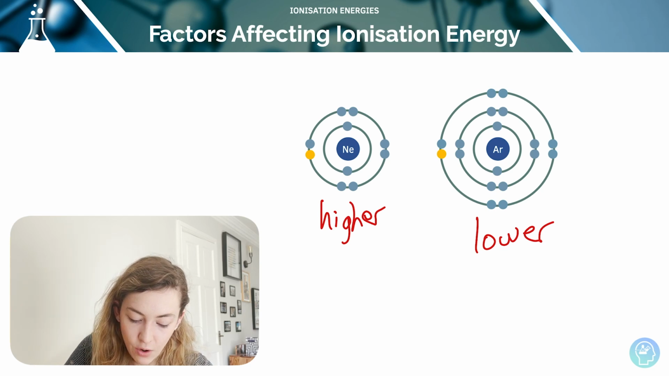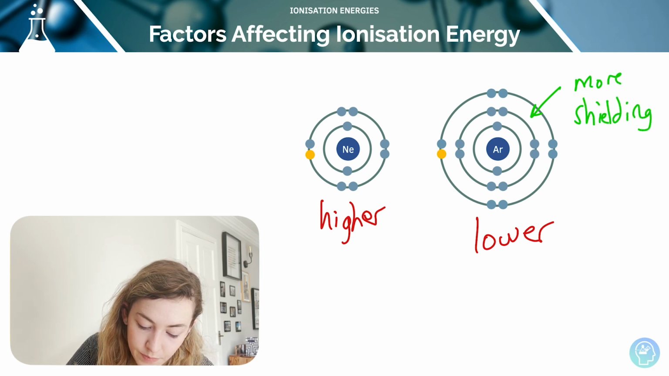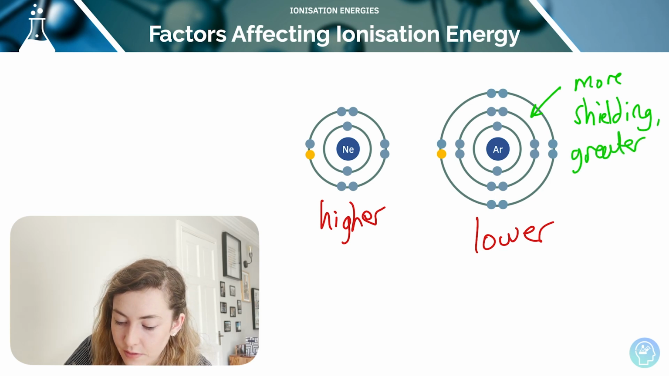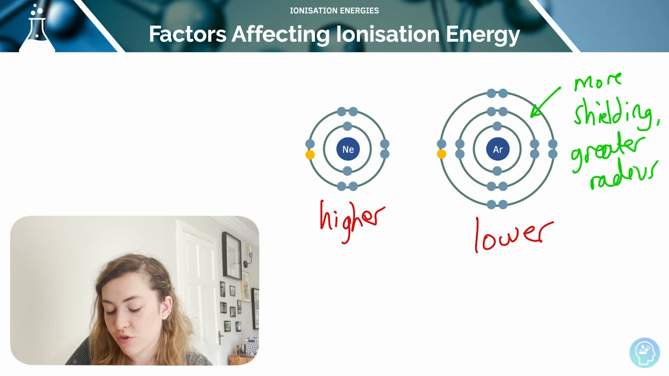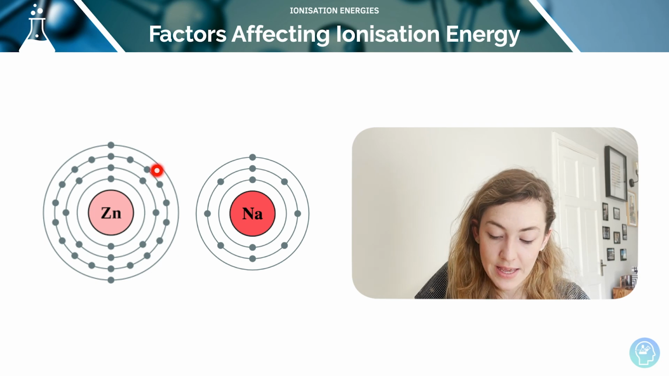Okay, so neon has got more shielding, so more inner shells, and a greater radius, which is going to make it easier for me to remove that outermost electron compared to neon. What about comparing these two? So I've got zinc and sodium.